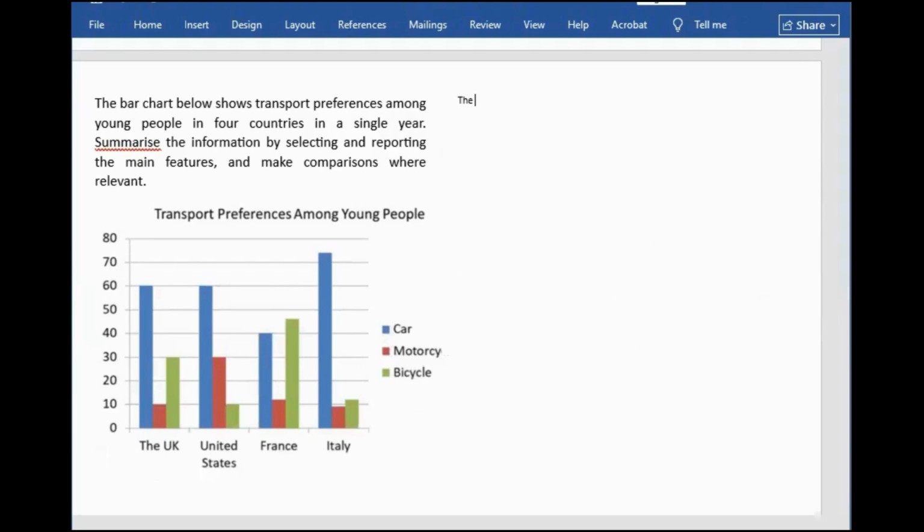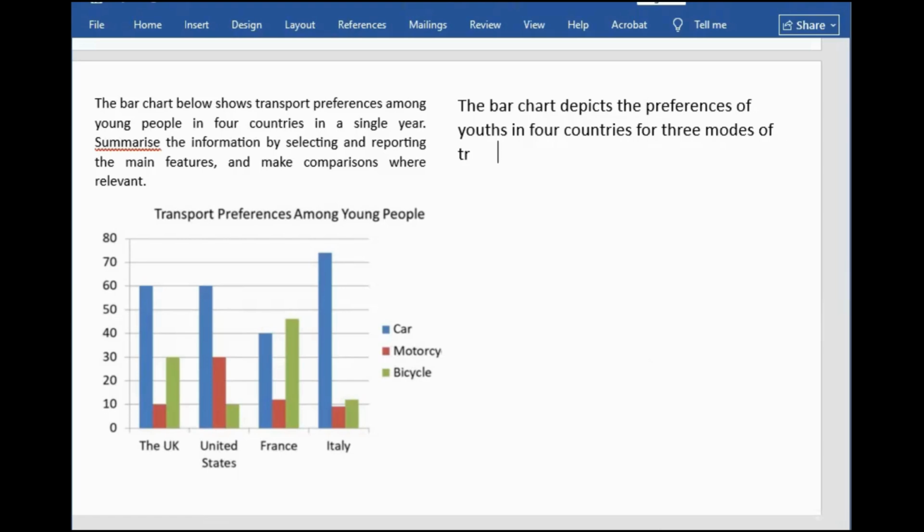The bar chart depicts, let me use the word depict here. Can you see the way I'm doing paraphrasing? I'm demonstrating the ability to paraphrase. The bar chart depicts the preferences of youths in 4 countries for 3 modes of transportation in a particular year. Can you see my first sentence?